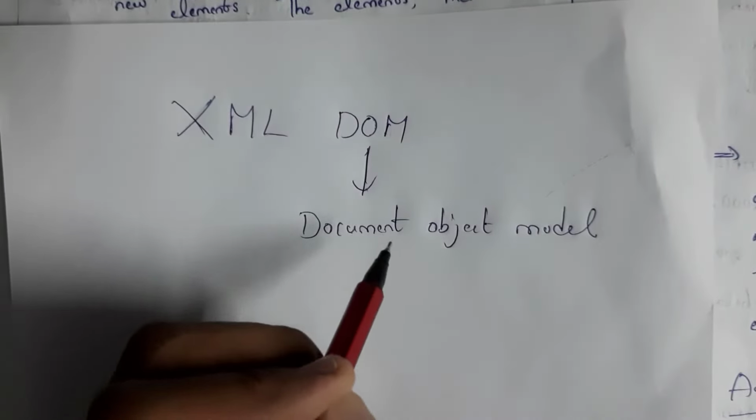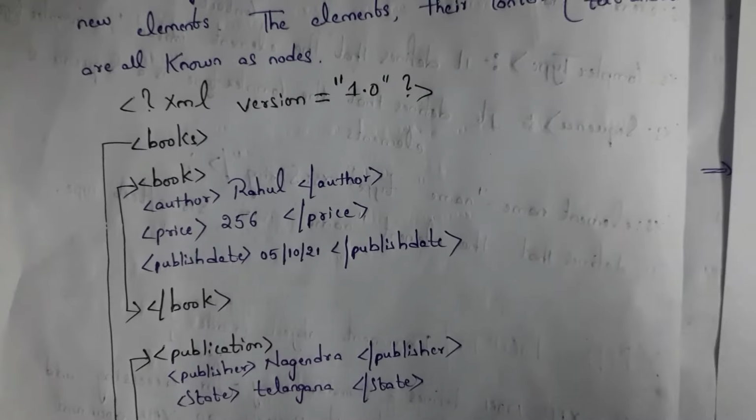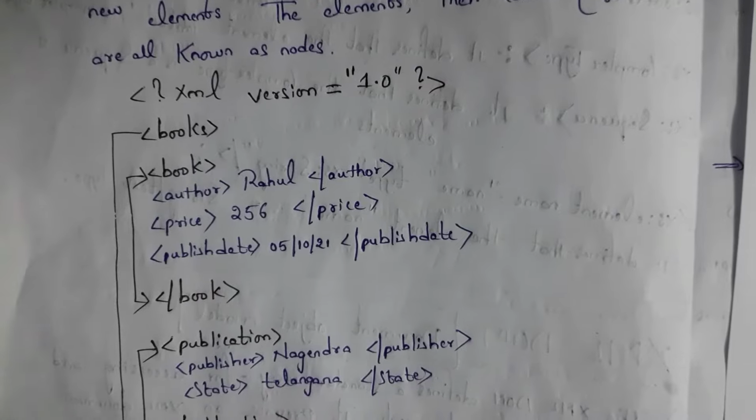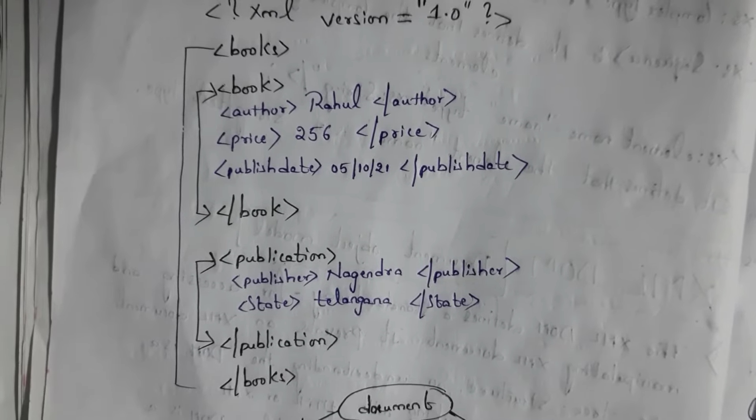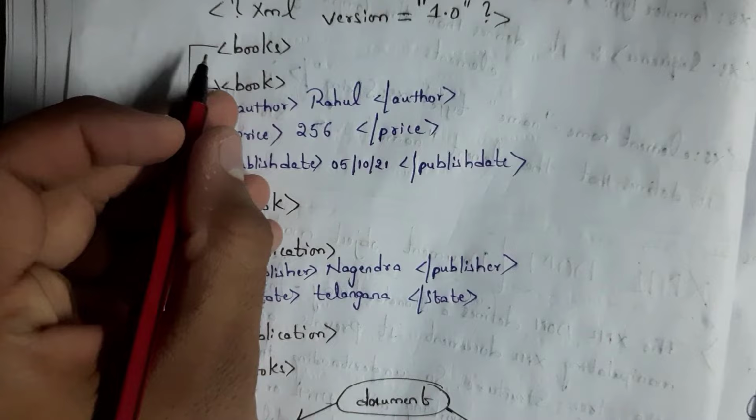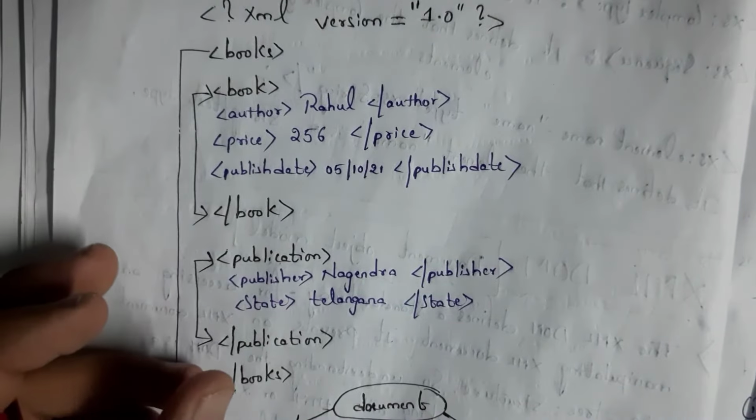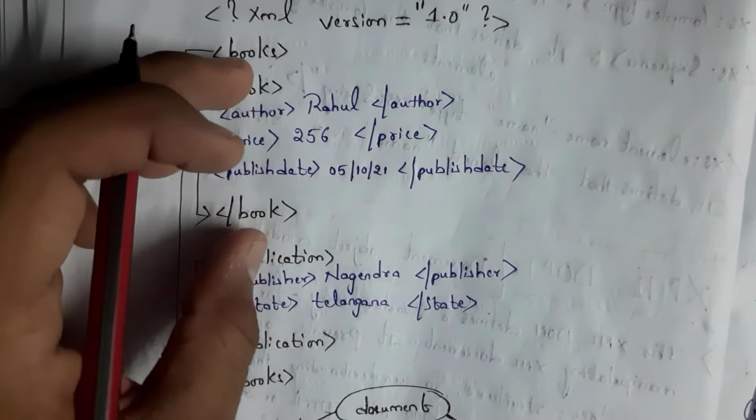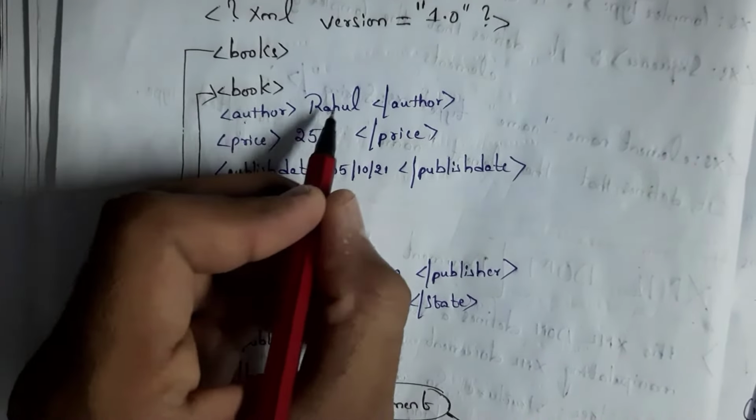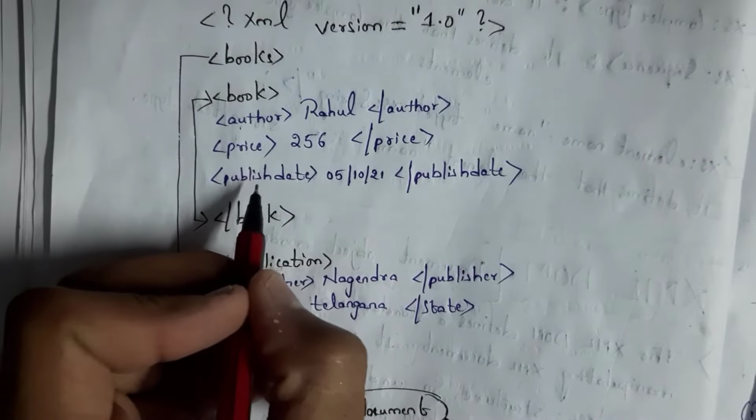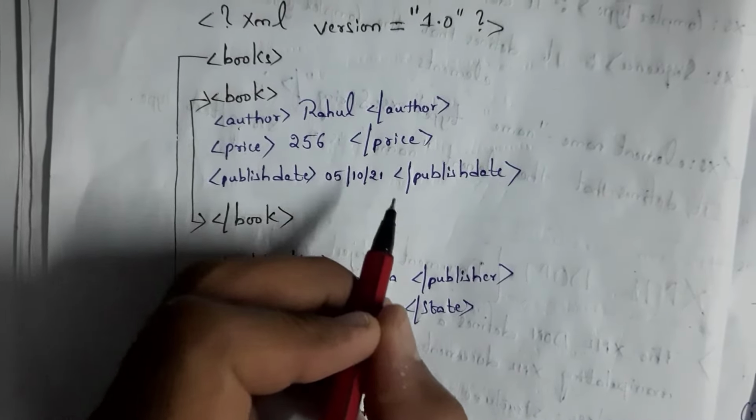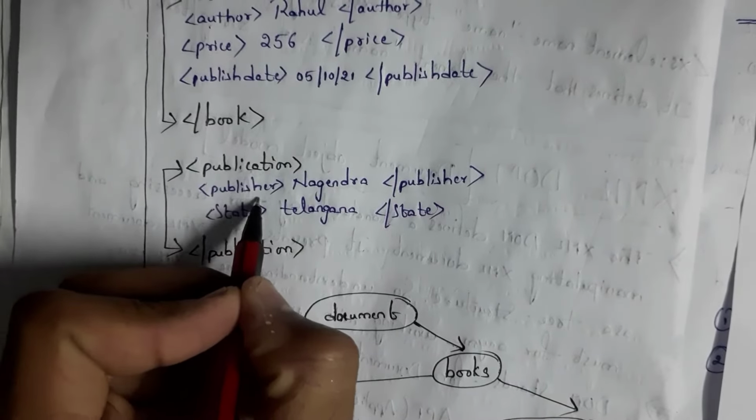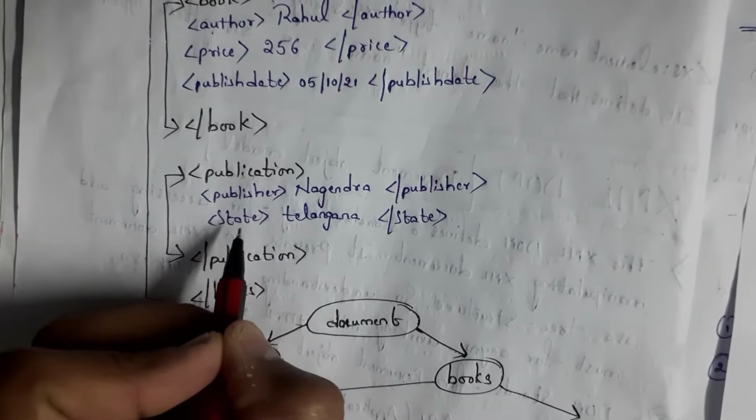Next topic is XML DOM. DOM stands for Document Object Model. If you want to represent your XML document in the form of a tree structure, we need to use XML DOM. This is a small program which I have written. Inside books, I open 2 tags. First one is the book tag and next one is the publication tag. Inside the book tag, I wrote author as Rahul, price as 256 and published date as 5/10/21. And inside the publication tag, I wrote publisher name as Nagendra and state name as Telangana.